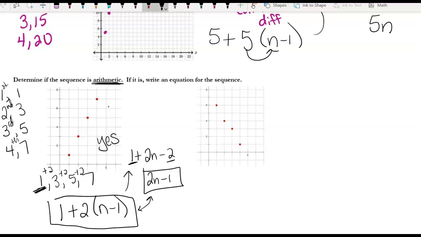All right, let's look at this next one. Does this line look like it's straight? And if you notice, it's a little crooked. So you see how these points are different than those first two? So this is not arithmetic because it's not a perfect straight line.